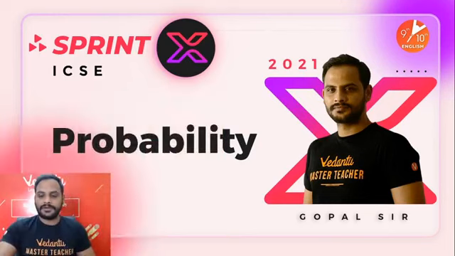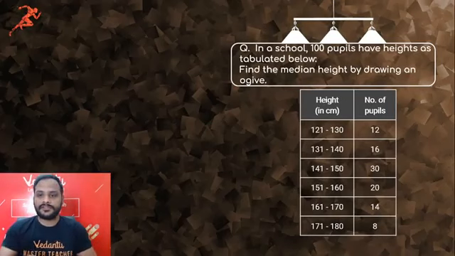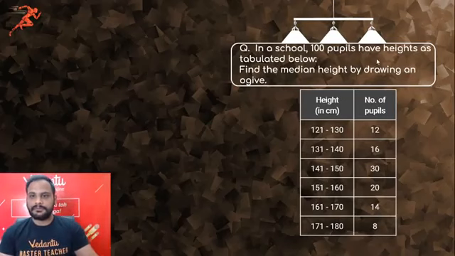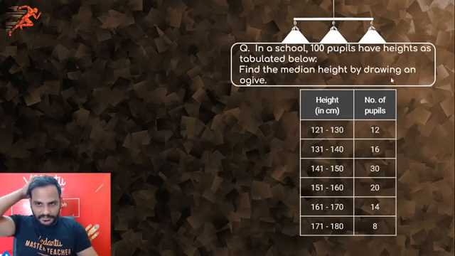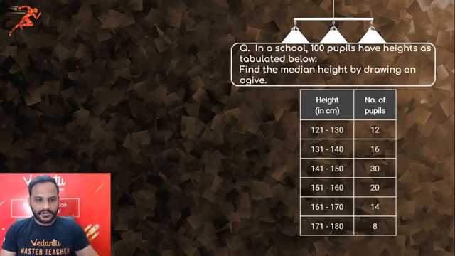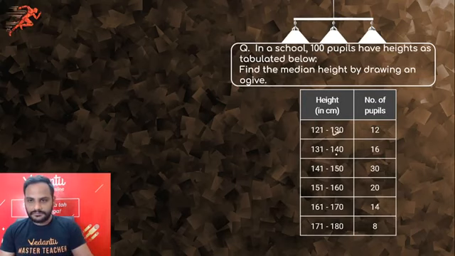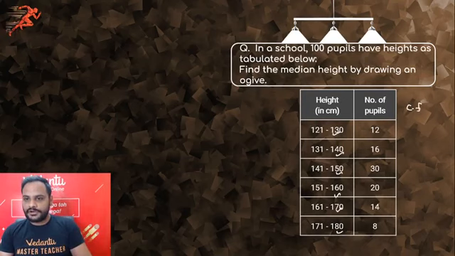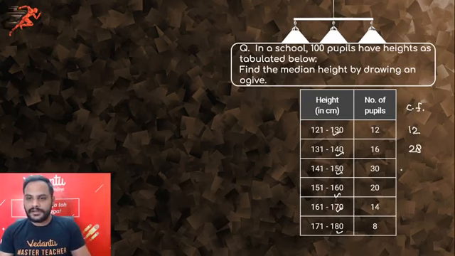Before that, let us discuss the homework question from the previous session. 100 pupils have heights as tabulated below. Find the median by drawing an ogive. For an ogive, the x coordinate will be the upper class limits, and the y coordinate will be the cumulative frequency. So 12 plus 16 is 28, 28 plus 30 is 58, 58 plus 20 is 78, 78 plus 14 is 92, 92 plus 8 is 100.